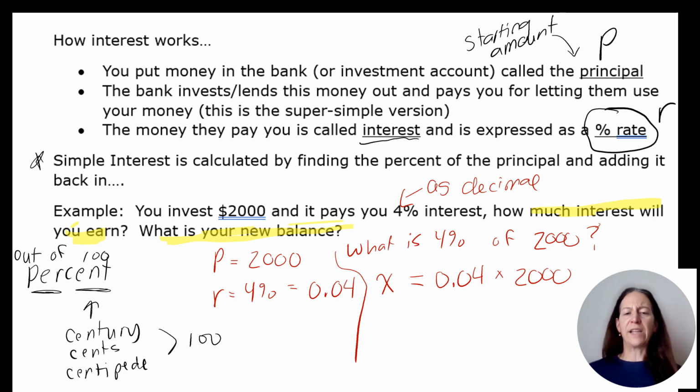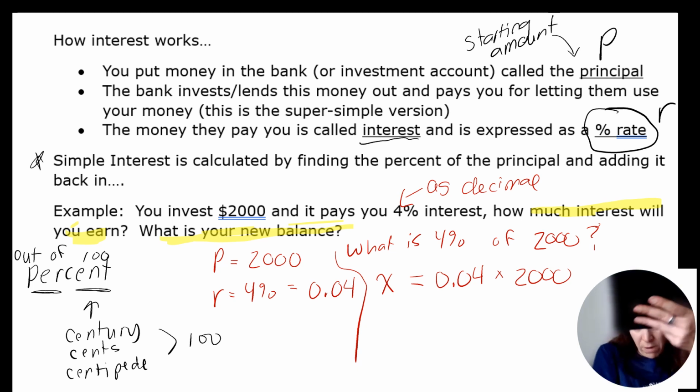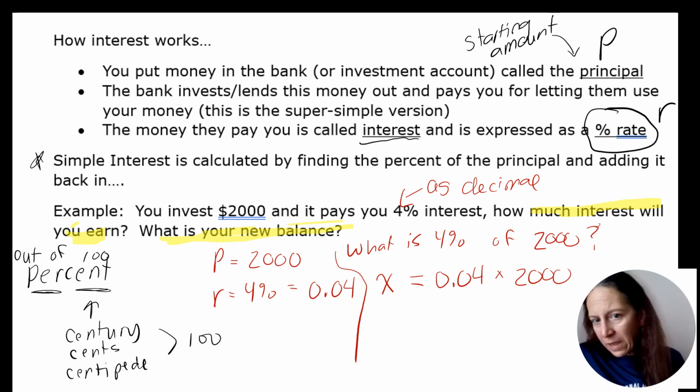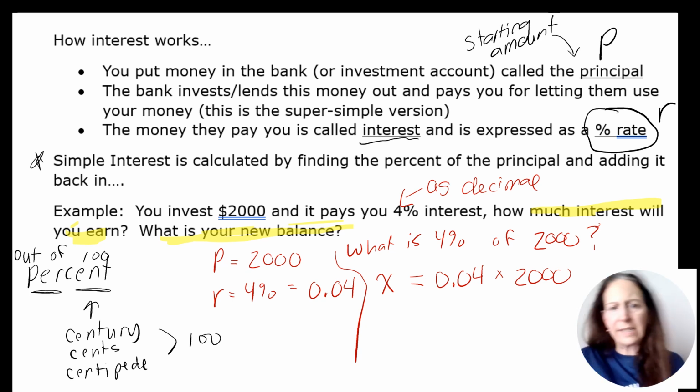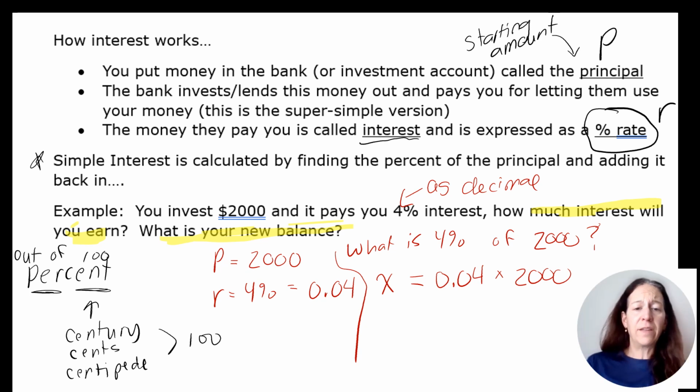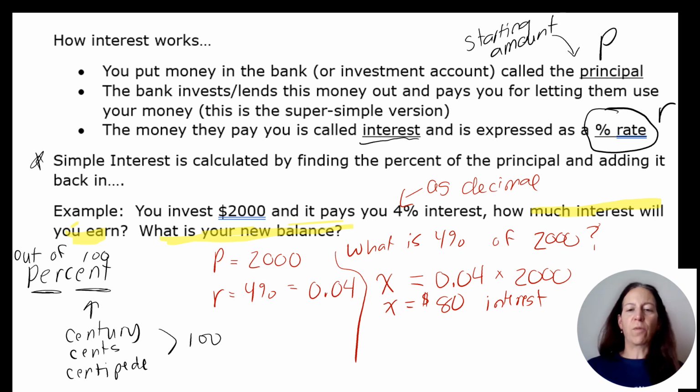So the what is the X, the is is the equal sign, the of is the times, and then you would grab your calculator, and I do have a calculator here. I got to clear out some stuff. So 0.04 times 2,000, and that is $80. Okay, in this case, that's $80. And so that's how much interest you would make. So you're making 4% of 2,000.